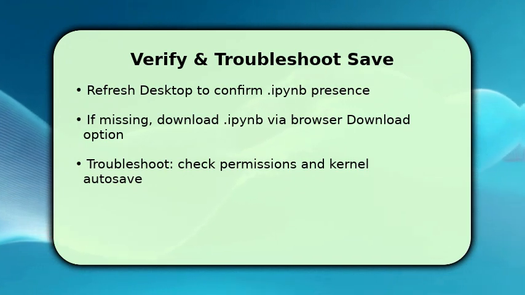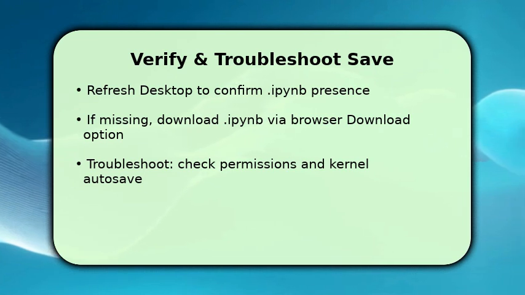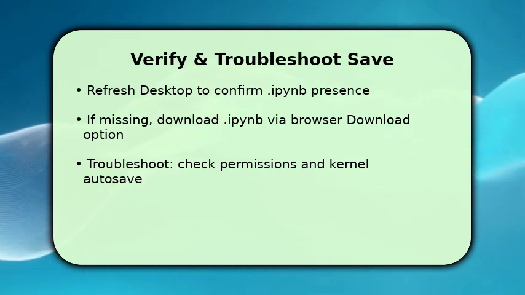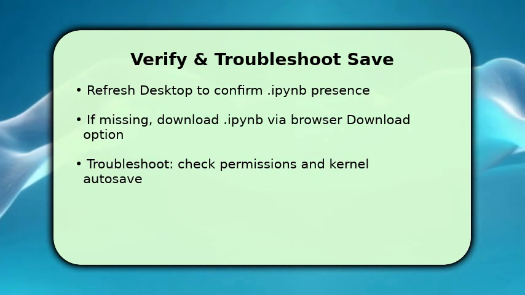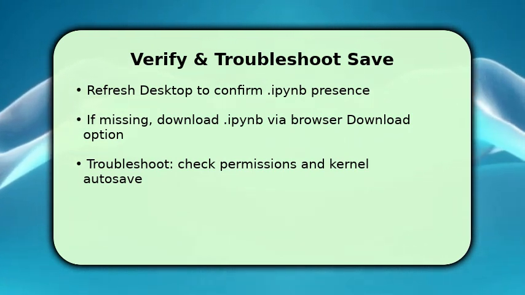If the file did not save, use the browser's download or save link on the notebook page to force a local copy, then move it to desktop. Make sure to check file permissions and that Jupyter has write access to the desktop path. If autosave failed, export a copy via File, right arrow Download as IPYNB. This is the quickest fix when permission or network issues occur.